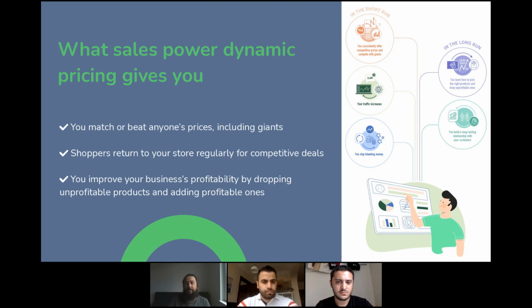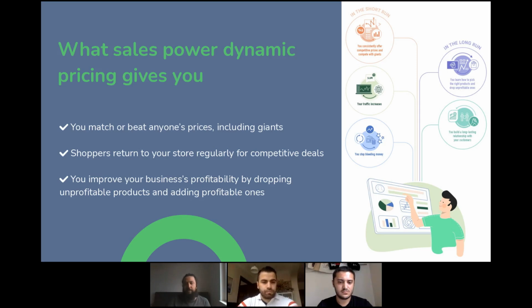The sales power that can beat anyone's prices. Usually, dynamic pricing was a giants' tool that only they could use because of the necessary computing power and manpower that it requires. But with the help of software like Prisync, in today's world, even small and medium businesses can compete with the giants and do dynamic pricing.